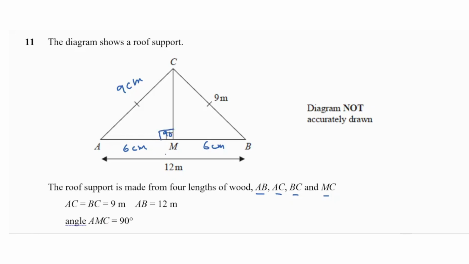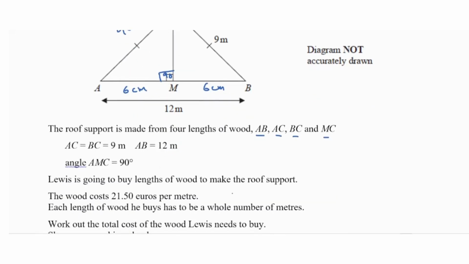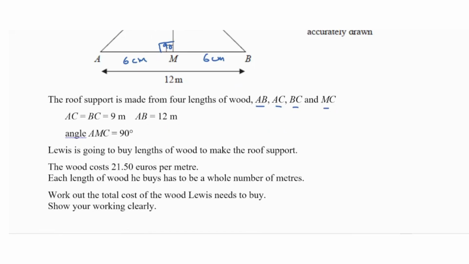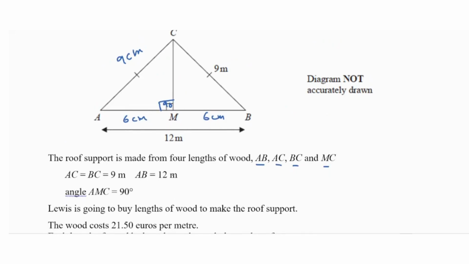Okay, so what are we looking for now? Louis is going to buy lengths of wood to make the roof support. The wood costs 21.50 euros per meter. So we need to find out for 4 supports, how much wood do we need? Okay, so how are we going to figure it out? This length is given, this length is given, this is given, but we don't know this length.